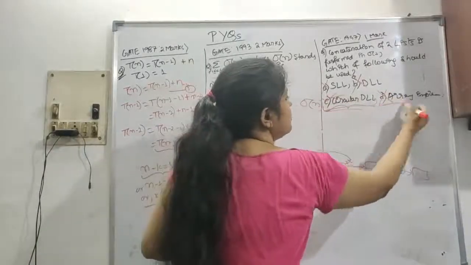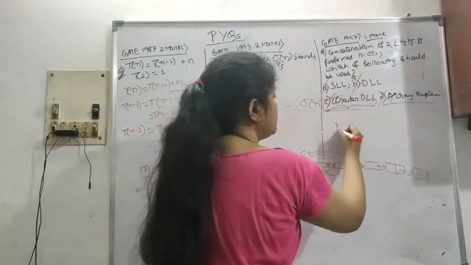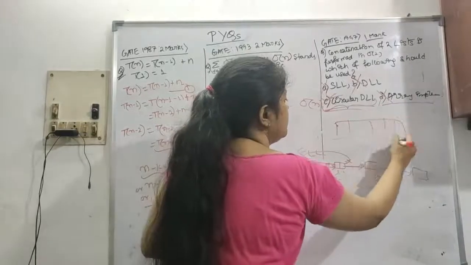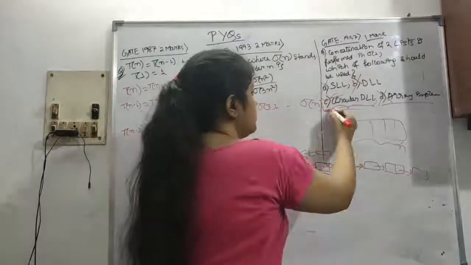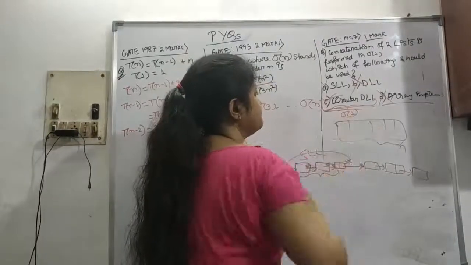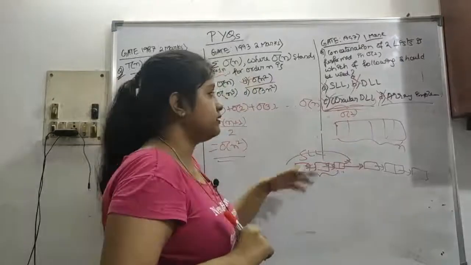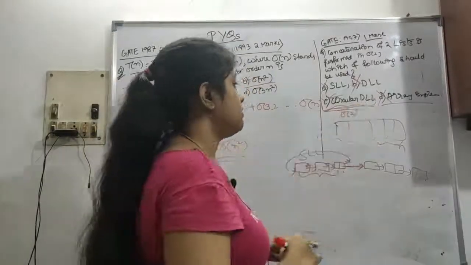And an array is not possible, because an array will always take order of n for traversing. So a circular linked list will take order of 1 time. A circular doubly linked list will also take order of 1 time.